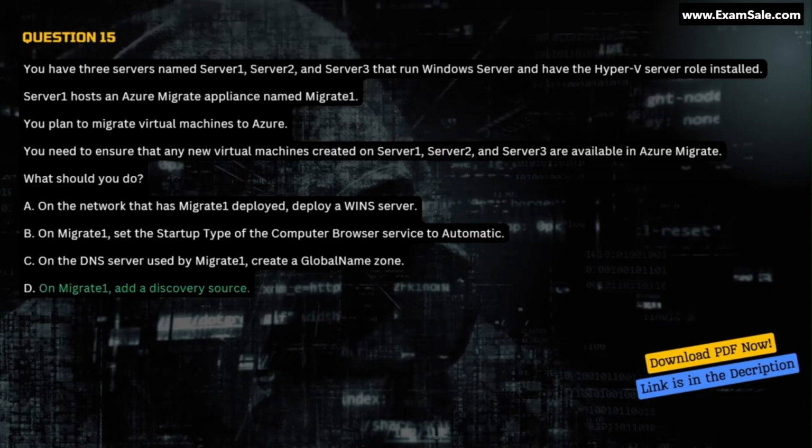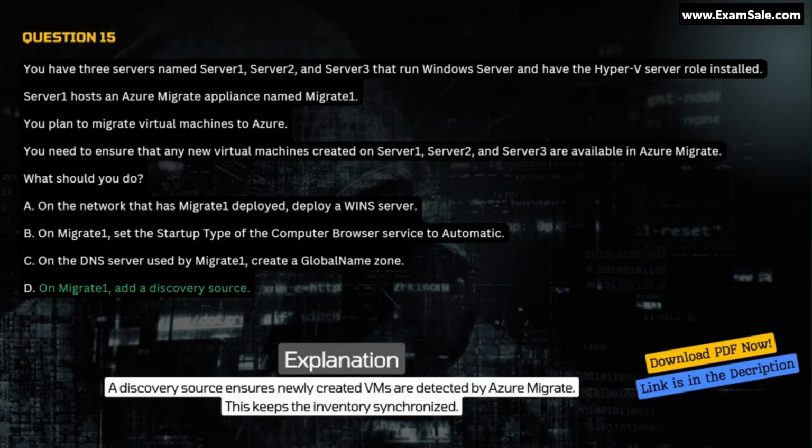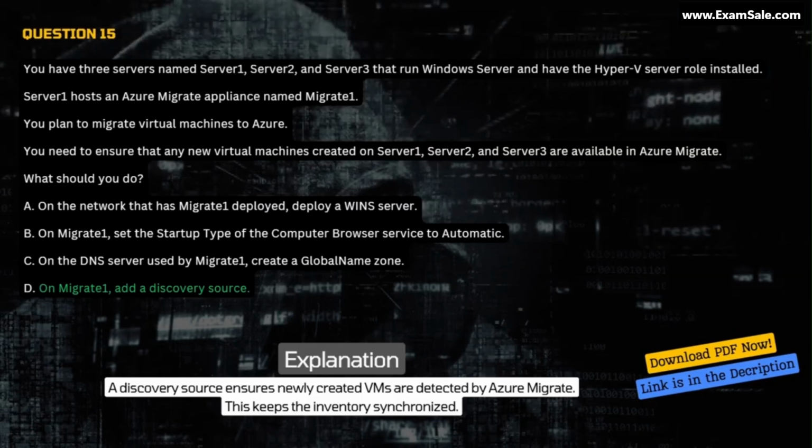Correct answer D. On Migrate 1, add a discovery source. Explanation. A discovery source ensures newly created VMs are detected by Azure Migrate. This keeps the inventory synchronized.